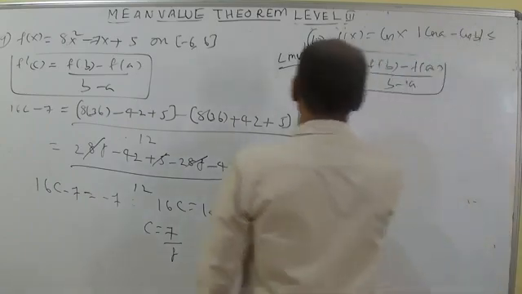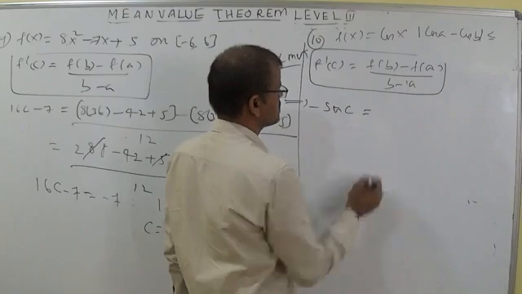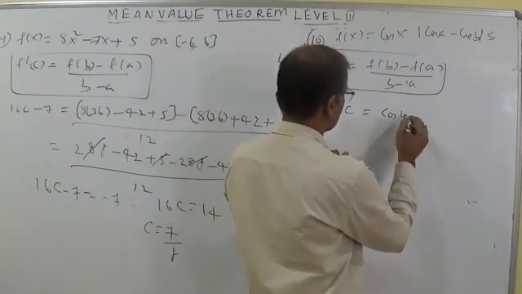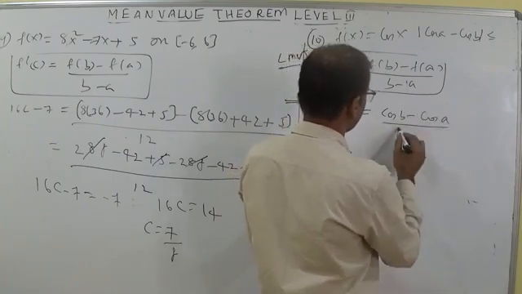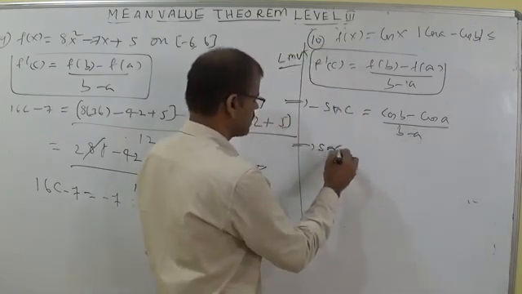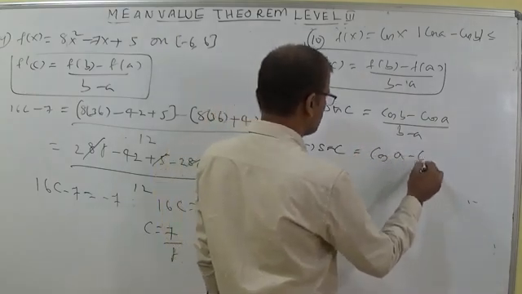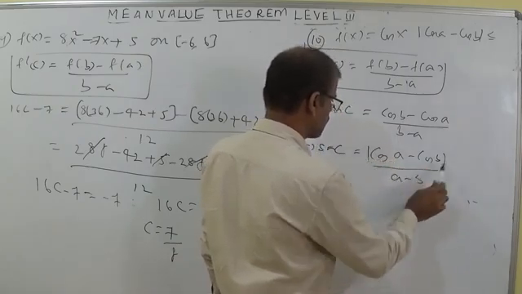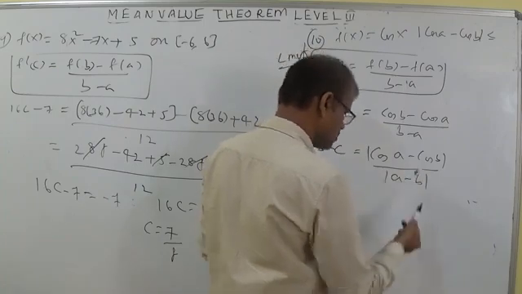Now, what is the derivative of cos x? Minus sin x. We can write here minus sin c is equal to cos b minus cos a whole by b minus a. That implies, taking minus common on both sides, it becomes cos a minus cos b. By taking modulus, you can say a minus b also, or b minus a. Putting mod is better.